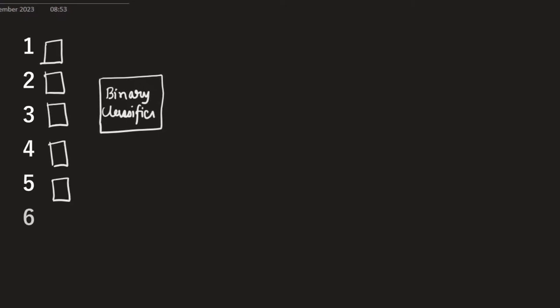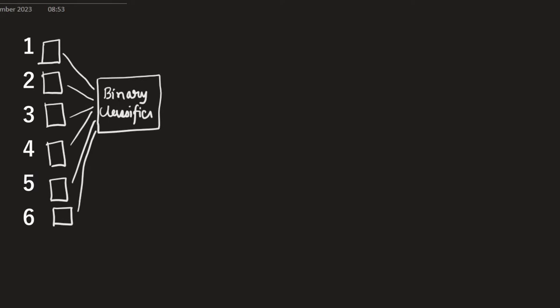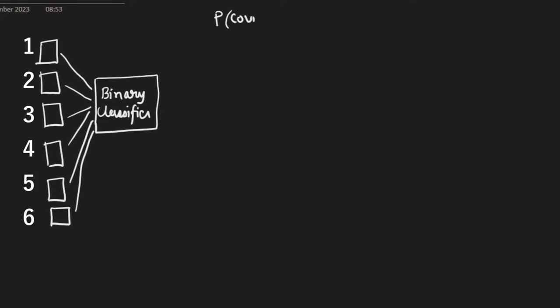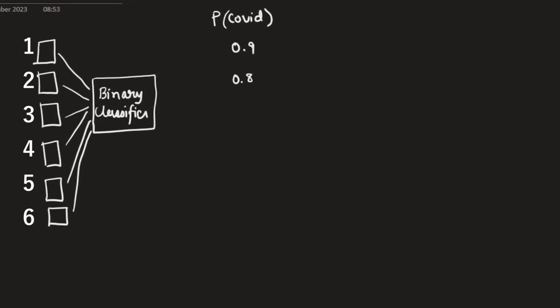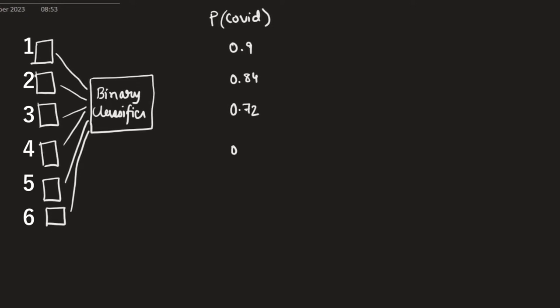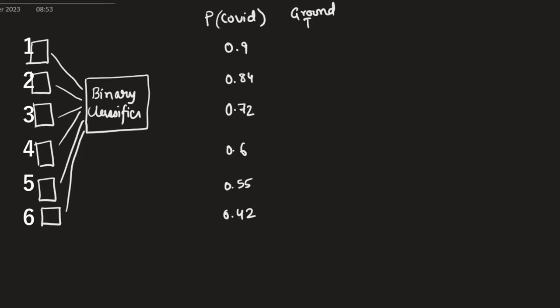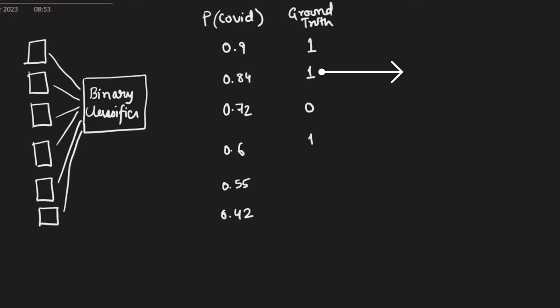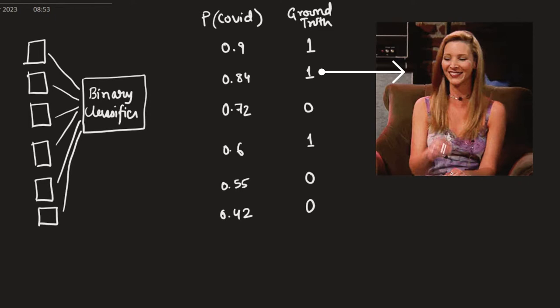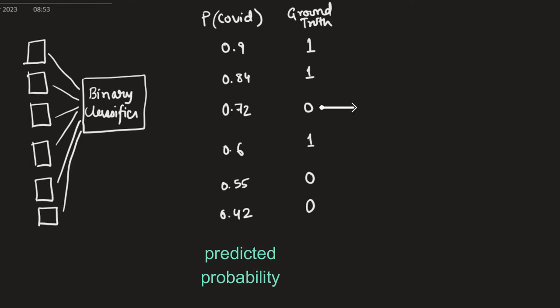Suppose we have our trained model which takes in a chest x-ray image and predicts the probability of the patient having COVID. So if we give it 6 chest x-ray images, it will produce 6 probability values. And for each of these chest x-ray images, we also know the ground truth. Ground truth of 1 means the image belonged to a COVID patient, while 0 means it was a healthy person. But our model is not giving us any labels, but only probability values.